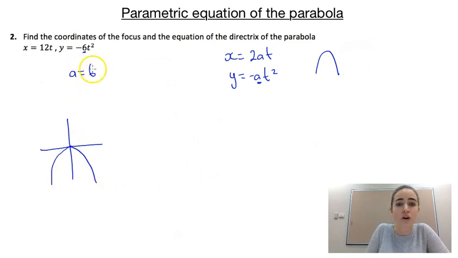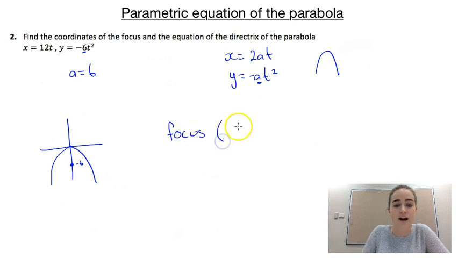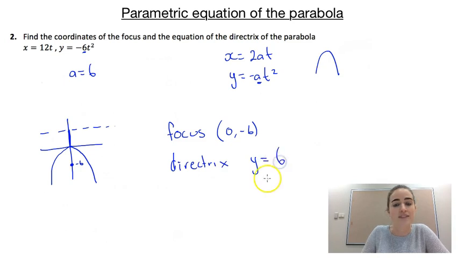We know that our focal length is 6, so our focus is going to be here, which would be at minus 6. So our focus is going to have coordinates (0, minus 6). And the directrix has to go along here. Again, the focal length here has to be 6. So our directrix will have equation y equals 6.